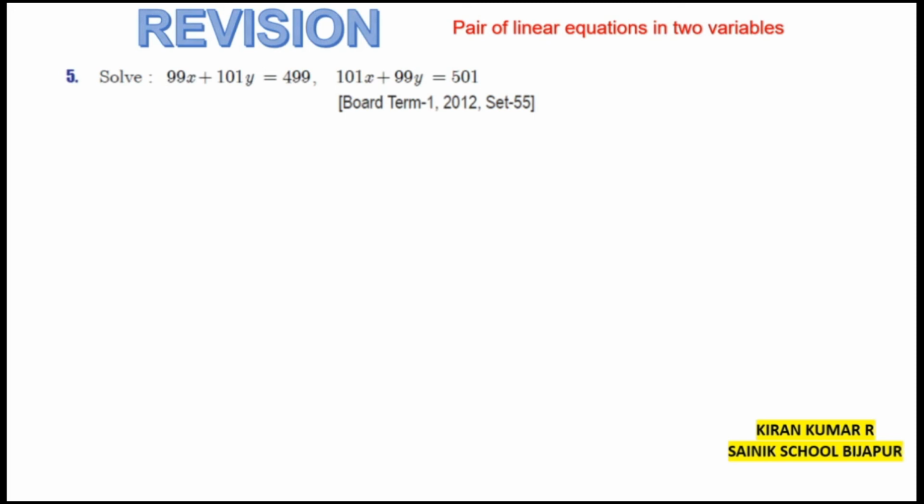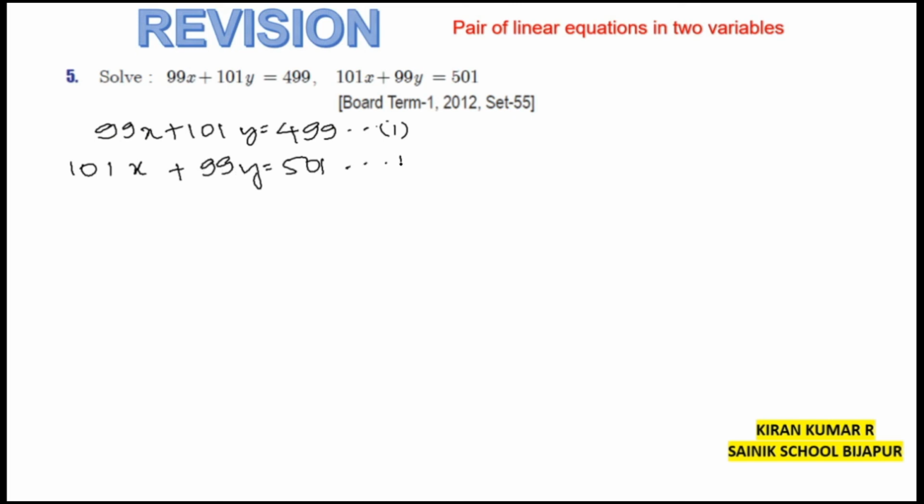We had solved this type of question. I had given a simple trick when this type of question is asked. We can add these two equations and subtract these two equations to make a simple equation, then solve them. Suppose if I write 99x plus 101y equal to 499 as equation 1, and 101x plus 99y equal to 501 as equation 2.